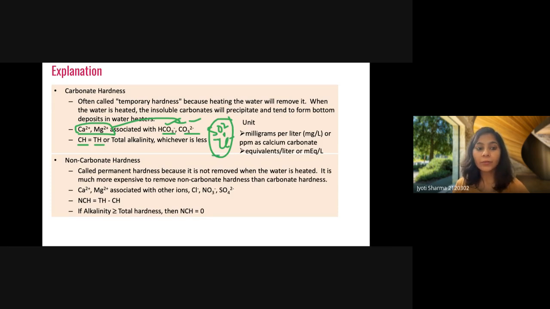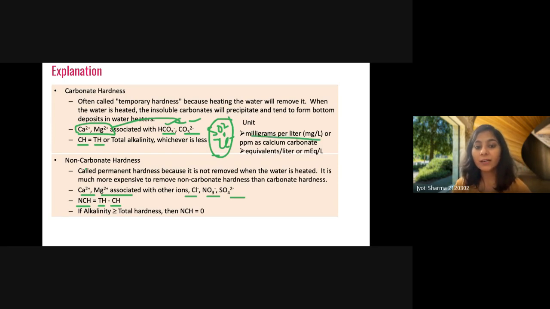And if we are talking about non-carbonate, then this calcium or magnesium should be associated with chloride, nitrate, or sulfate. And here is how we can calculate it: total hardness minus carbonated hardness. This is how we get the non-carbonated hardness. I think this is clear, and based on that we have a very easy numerical question.